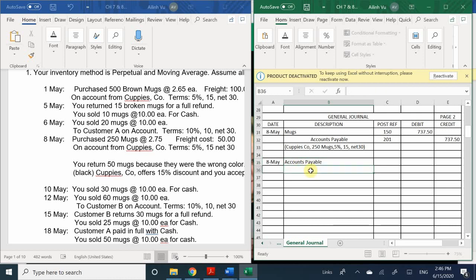Okay, good. Now, what are we taking a discount off of? 137.50. You already calculated it? Yeah, 137.50 times 15% is $20.63. Okay. All right.